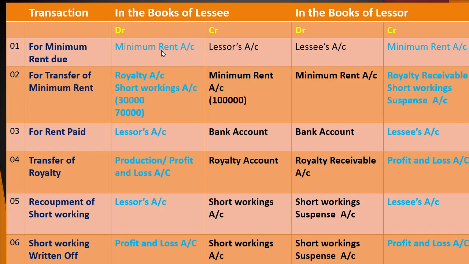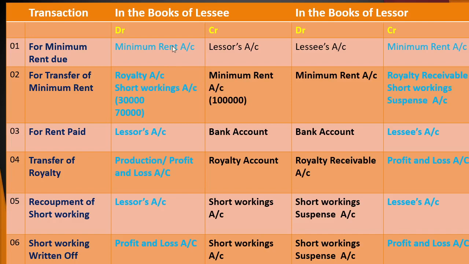So this minimum rent will become an income. All incomes and gains are credit. So here minimum rent account is credited in the books of lessor. See the second transaction, transfer of minimum rent. We have to transfer this minimum rent to royalty account and short workings account if any. So at the end of year, we have to transfer this minimum rent to royalty account and short workings account. By that we can close minimum rent account.